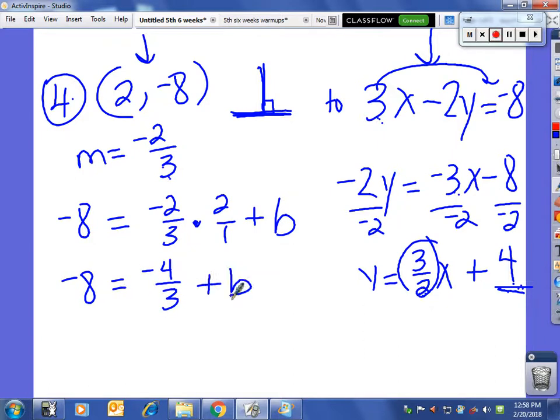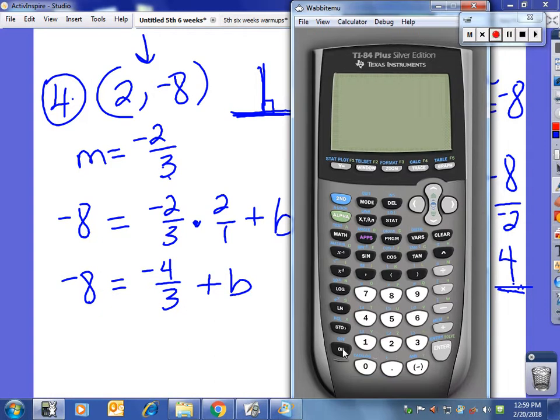Here's where you have to make a decision. Am I a calculator person or am I a get rid of the fraction person? Calculator people, you would do negative 8 plus 4/3. Get rid of the fraction people, you would multiply everything by 3. But pick a way and go with it, folks. You've got to pick a way. I usually get rid of the fraction, but I'm just going to be a calculator person for today.